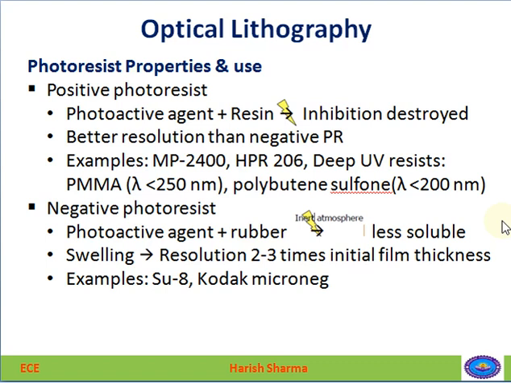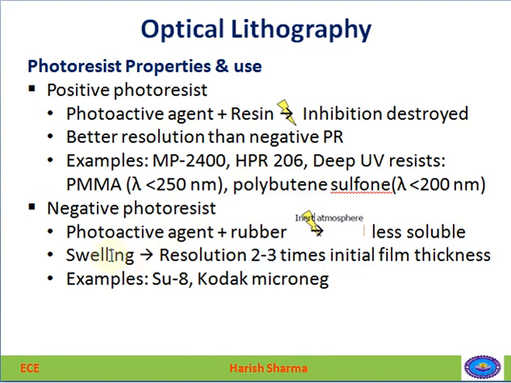Optical lithography photoresist properties. The positive photoresist consists of a photoactive agent and resin, and after developing, the exposed area is destroyed. It provides better resolution than negative photoresist. Examples are MP2400, HPR206, deep UV, PMMA, and polybutene sulfone. Negative photoresist contains a photoactive agent plus rubber in place of resin, and after UV exposure, the exposed portion becomes less soluble in the developer. It will be retained.